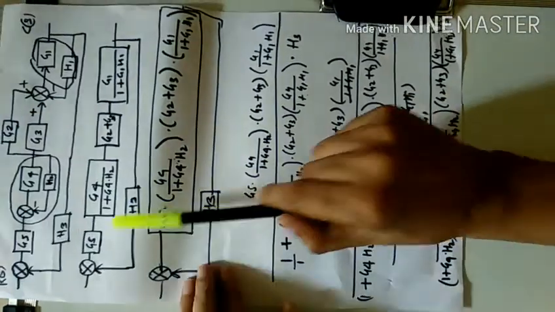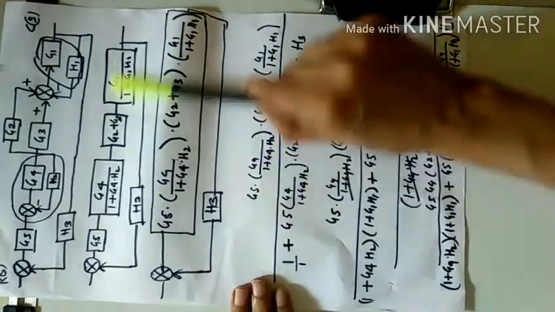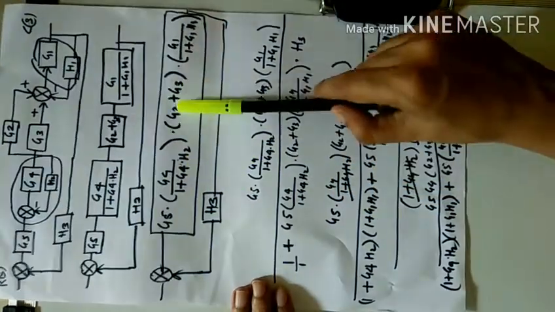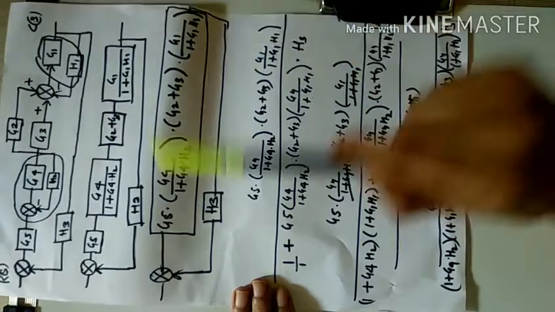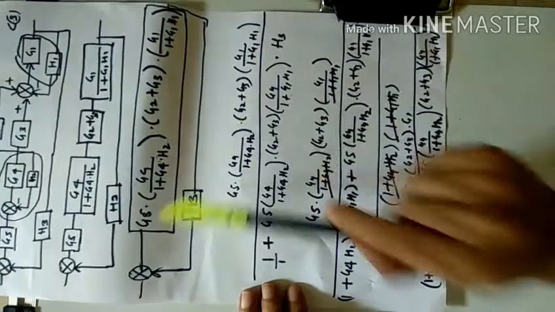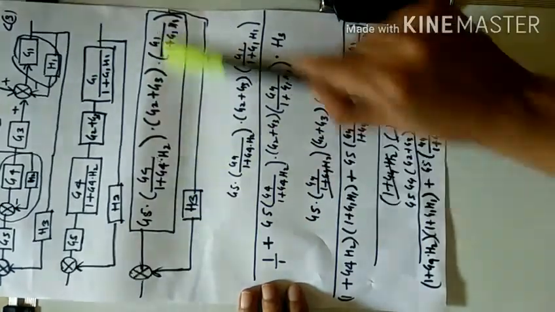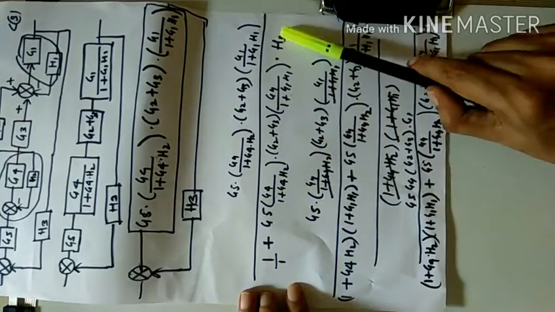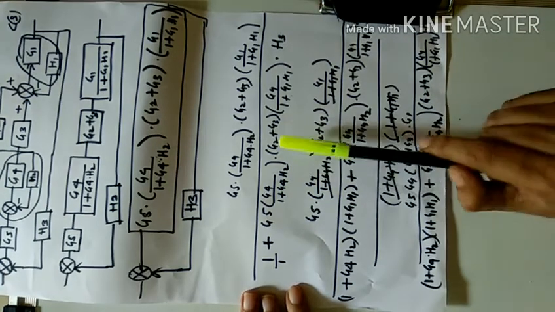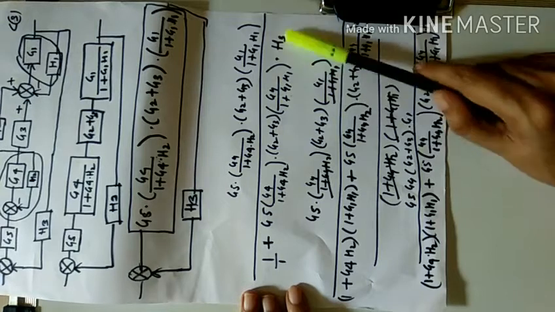Then these four blocks will be multiplied: G5, G4 upon 1 plus G4 H2, G2 plus G3, and G1 upon 1 plus G1 H1. This will be multiplied, and this is H3. Okay, so this is G, again this is G and this is H. So G whole as it is over 1 plus G of H3. G is what? G5 G4 upon 1 plus G4 H2, G2 plus G3, G1 upon 1 plus G1 H1 into H3.